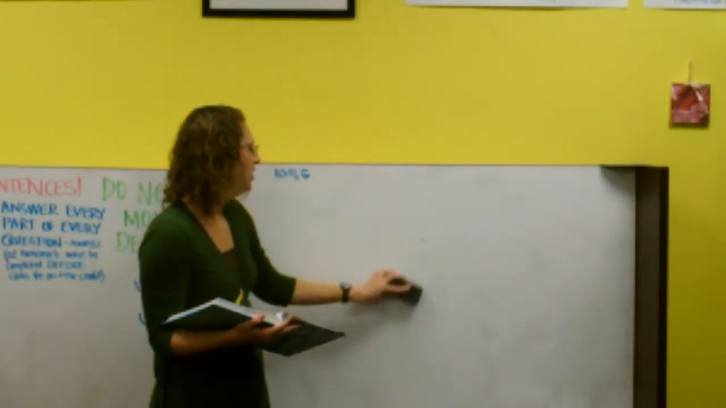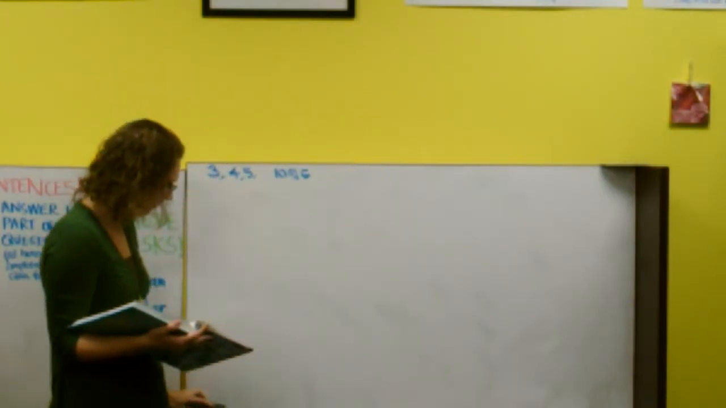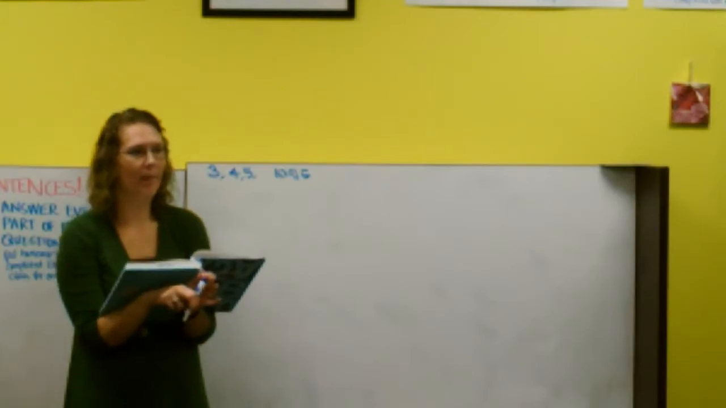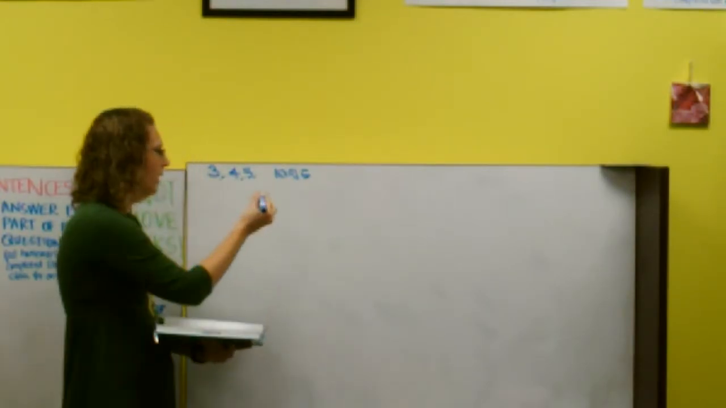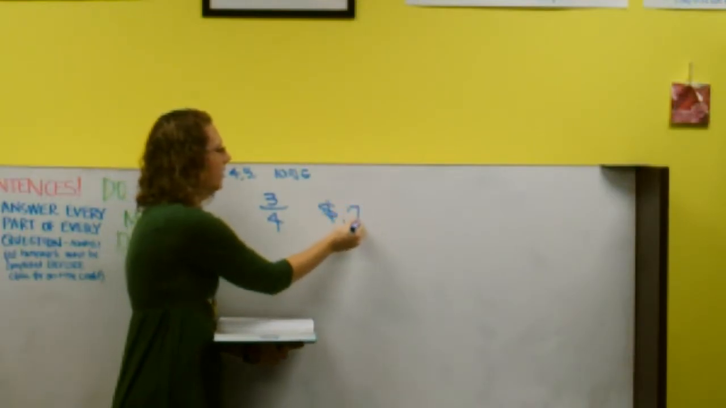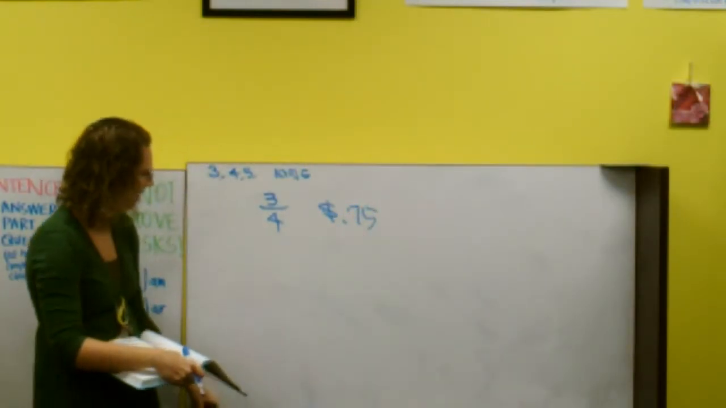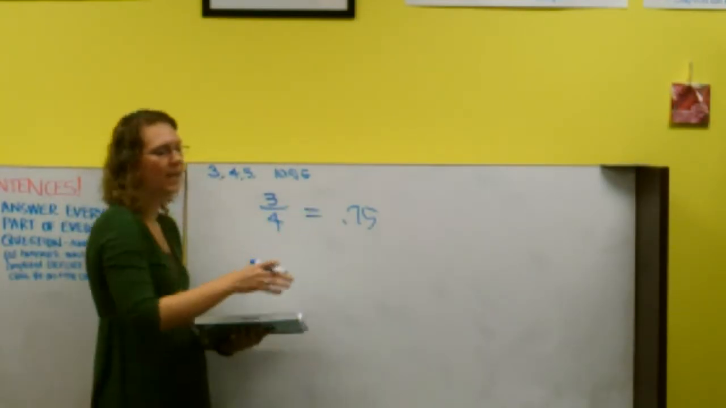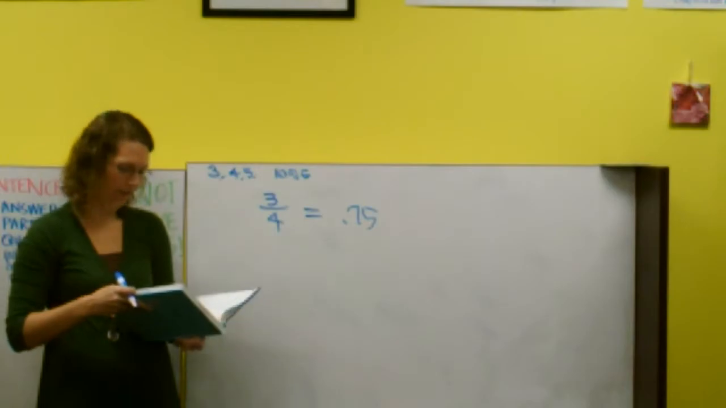So fractions to decimals. We showed that 3/4 written as a decimal is what? Think about 3/4 of a dollar. How many cents is that? 75 cents. So we just take away that dollar sign. 3/4 is the same as 75 cents, 0.75, okay?